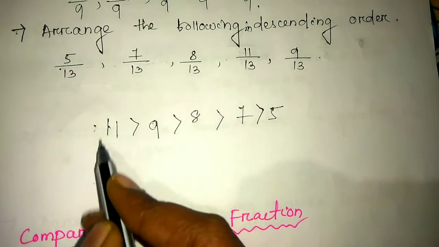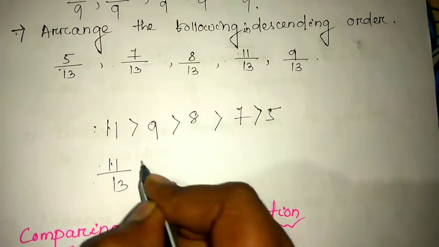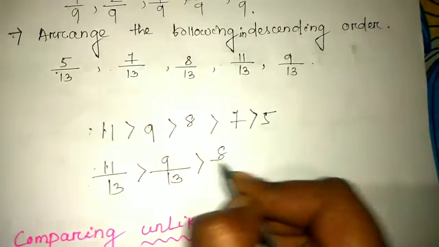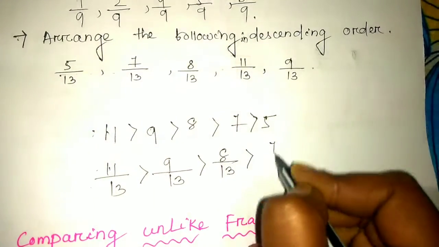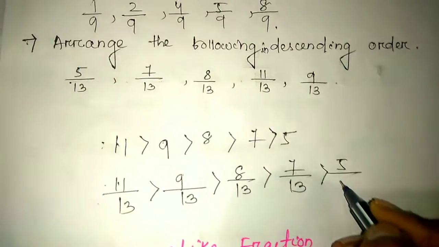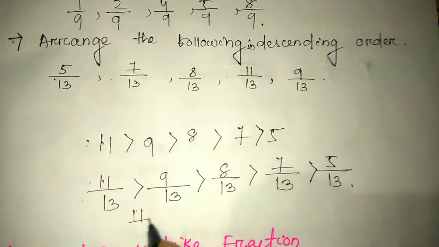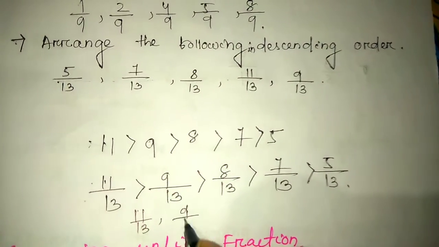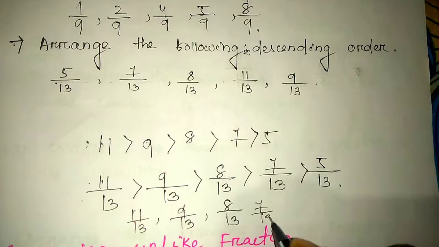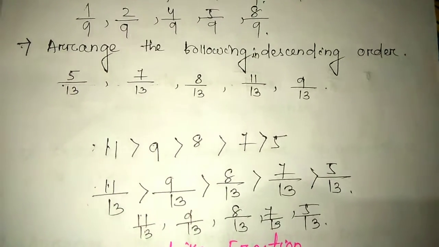So you have to arrange the fractions like 11 by 13 is greater than 9 by 13 is greater than 8 by 13 is greater than 7 by 13 and 7 by 13 is greater than 5 by 13. Then the descending order of these fractions is 11 by 13, 9 by 13, 8 by 13, 7 by 13, then 5 by 13.